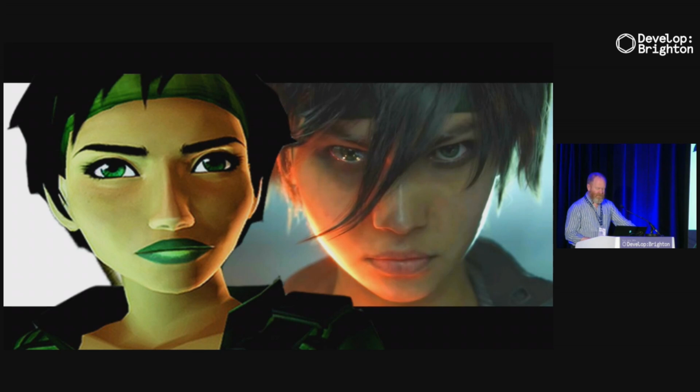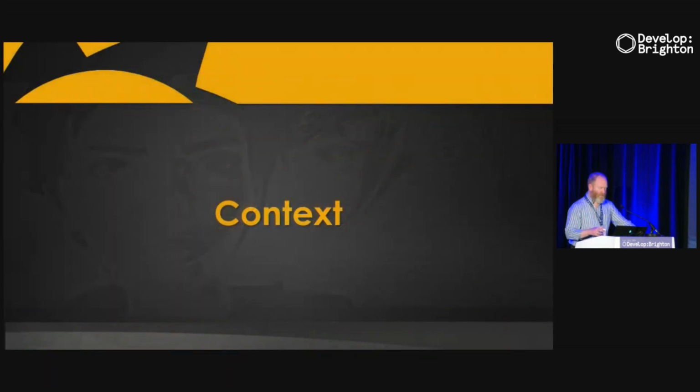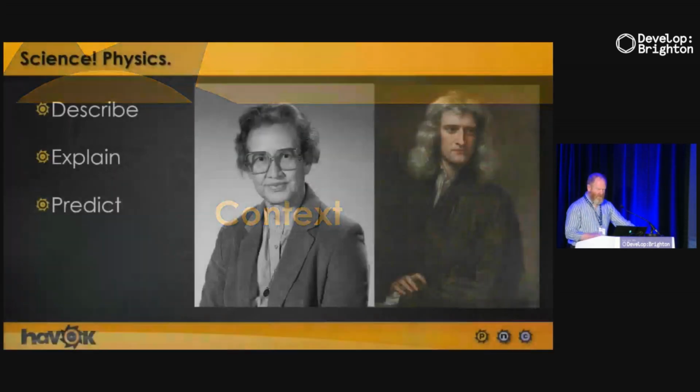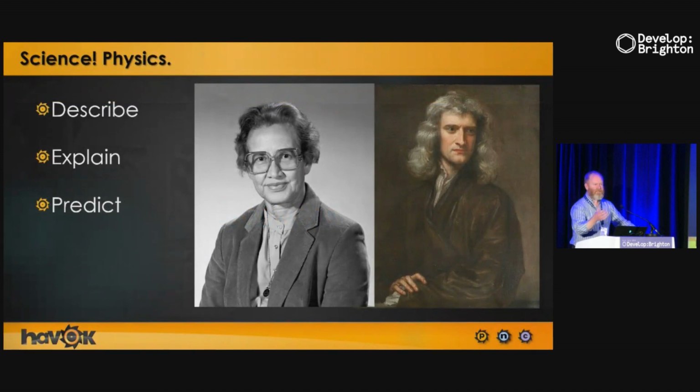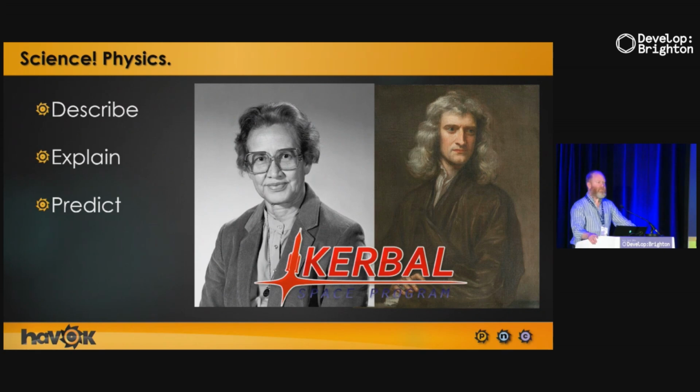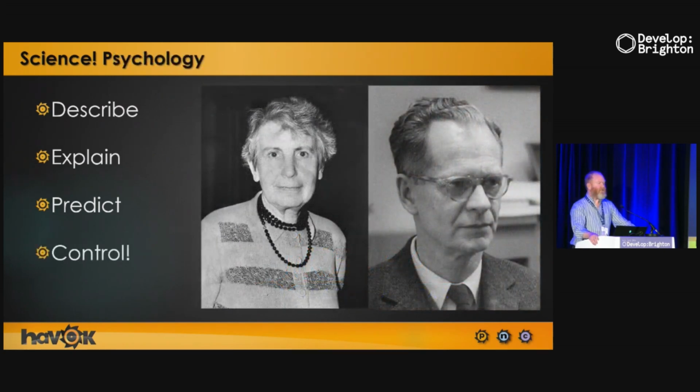Okay, so let's dig into the physics engine a little bit more. A little bit of context, sort of stepping back a little bit. Physics, the scientific process could arguably be summed up in 3 words: describe, explain, and predict. So we have Isaac Newton describing and putting laws in place for our universe, and then the likes of Katherine Johnson using those laws to make predictions so that they can have real spaceships landing back in the sea correctly. Of course, I think that both have problems with the likes of Kerbal Space Program. Now, psychology is a little bit creepier.